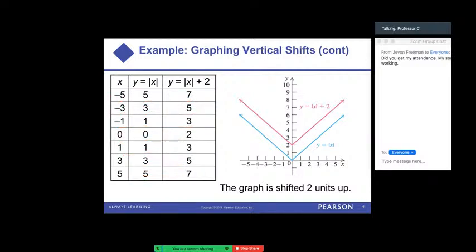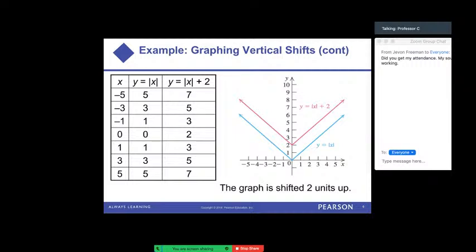Then if we plot the points, we get the two images on the right. The blue is the graph of the absolute value of x by itself, and the red is if we add 2 on the outside of the basic function. Notice that adding 2 on the outside of our basic function moved it up by 2. So if adding 2 on the outside moves it up, then subtracting 3 on the outside, what do you think might happen if you had to guess?